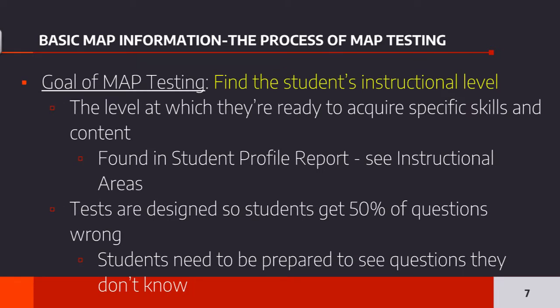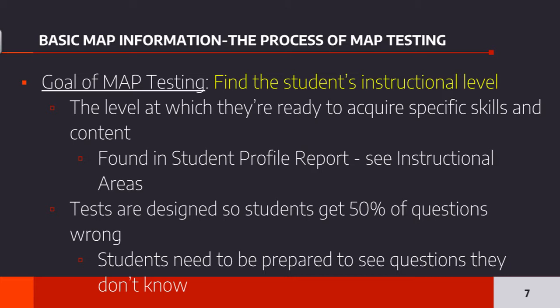Let's talk about the process of MAP testing. Remember that the goal of MAP testing is to find the student's instructional level. That is the level at which they are ready to acquire specific skills and content. You're going to find that in something called the Student Profile Report. If you go into that report in MAP, you need to find the area called Instructional Areas. That is going to give you what skills they are ready to learn. We will be discussing the Student Profile Report in more detail in a later video.